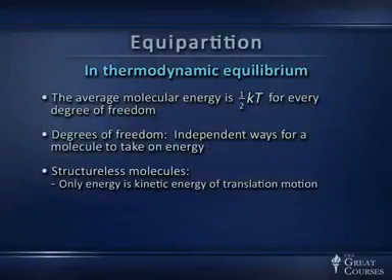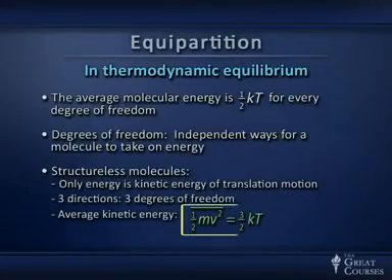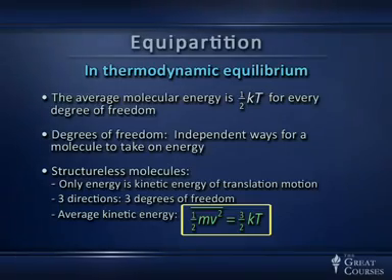And in the case of our ideal point particle molecules that were completely structureless, the only energy they have is the energy of their translational motion from place to place. And there are 3 degrees of freedom because there are 3 directions they can move in. So we conclude that the average kinetic energy, a half mv squared average, is 3/2 kT, which is exactly the result we got from our lengthy mathematical calculation.